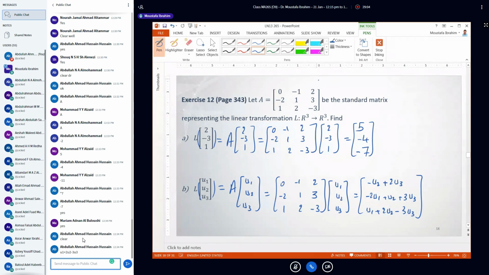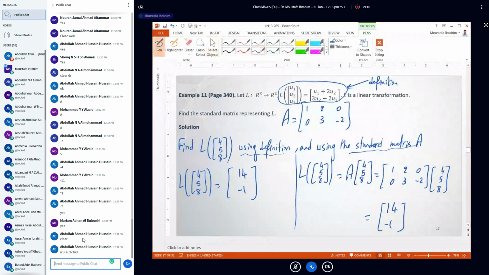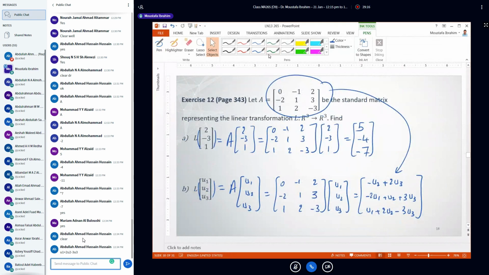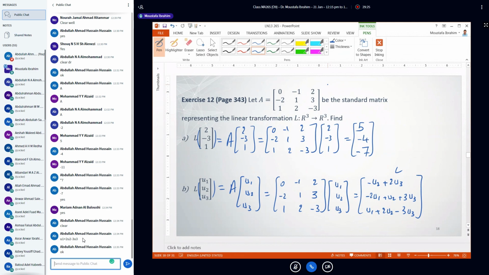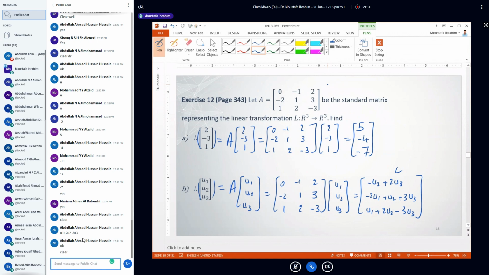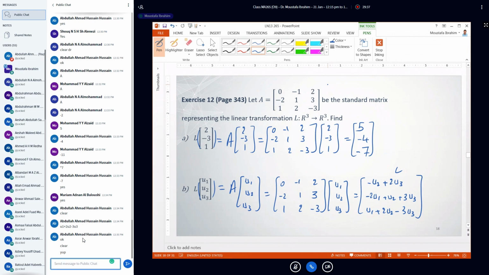So you see, even if I have the standard matrix, I can get the definition, and if I have the definition, I can get the standard matrix. So finally, the standard matrix and the linear transformation are the same. One gives the second one, okay? They are equivalent. Is it clear, guys? Very good. It's easy, right? Nothing difficult. We don't have any new ideas.